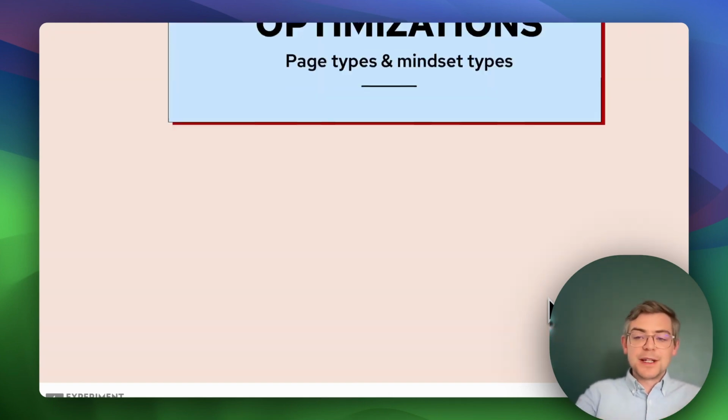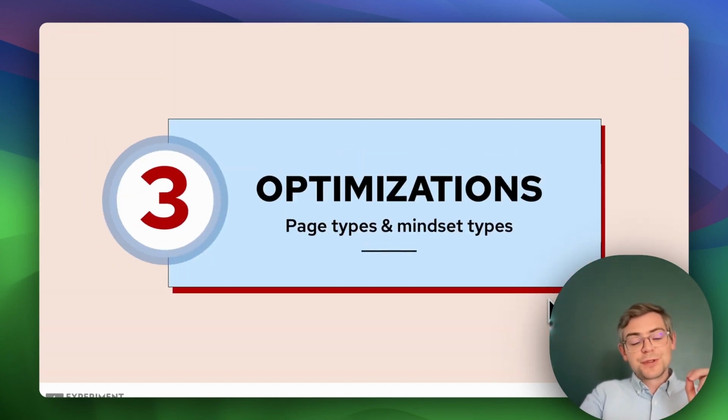Now it's nice to understand these different states of mind and these different user paths. But okay, what should I optimize? That's what we are going to see.